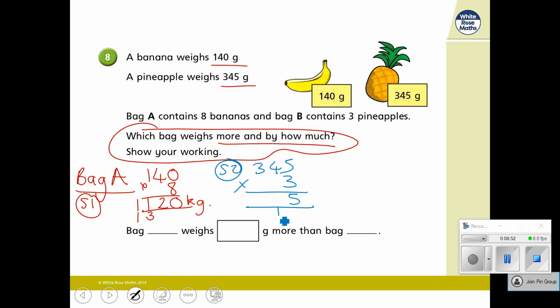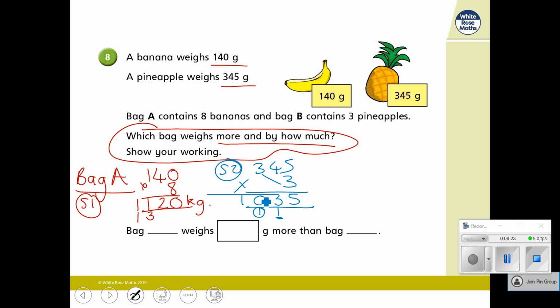4 times 3 is 12. Add my 1 that I've got here, which is 13. So I'm going to put 3 tens in the tens column, and I'm going to exchange 10 of my tens for 100. And I've got 3 times 3, which is 9. So I've got 900, add 100, I've got 1000, which I'm going to write there. So I've got 1035.